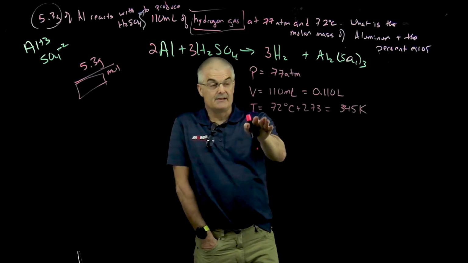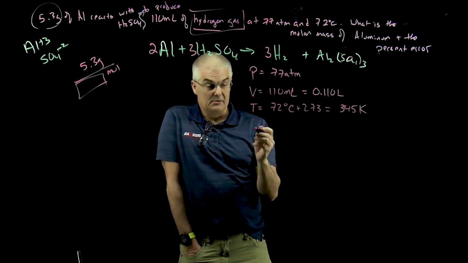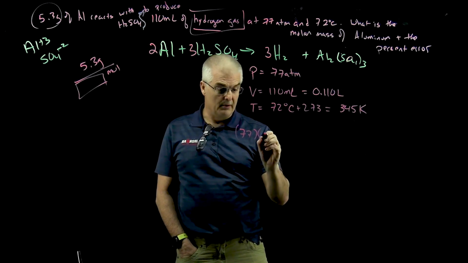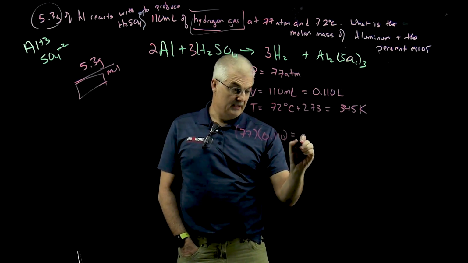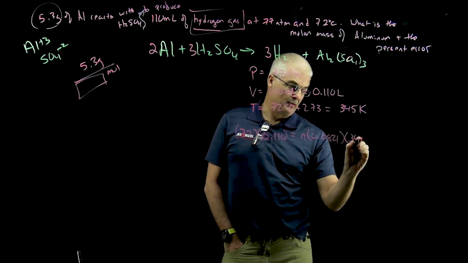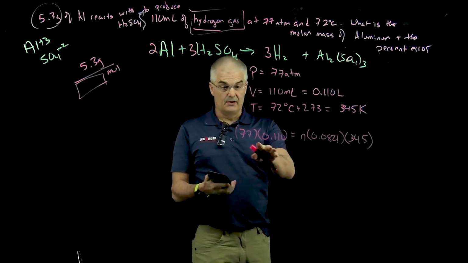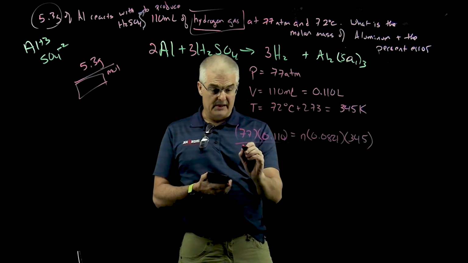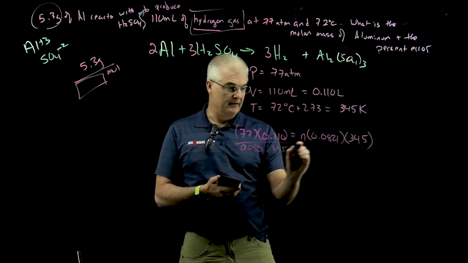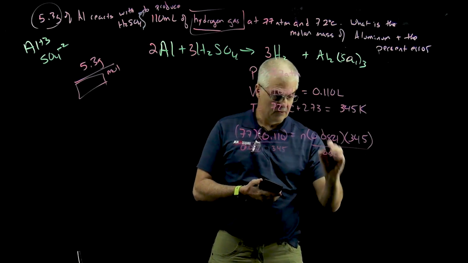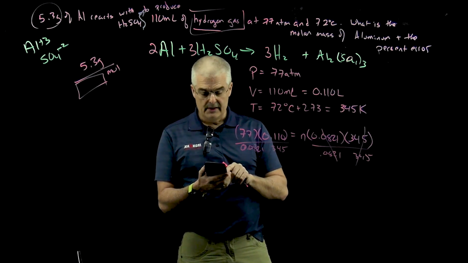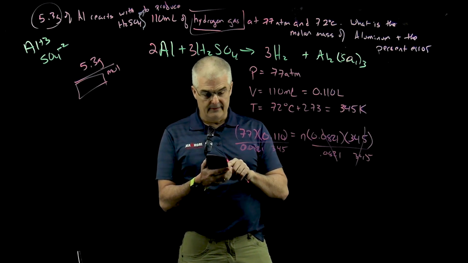So now I have P, V, and T, and I can find n. We've played PV equals nRT games before, so that'll be 77 times 0.110 equals n, that's what we're trying to find, times 0.0821 times 345. Now remember, you're going to have to divide both sides by 0.0821 and 345. Those cancel. So n equals this, so I'll take 77 times 0.11 divided by 0.0821.